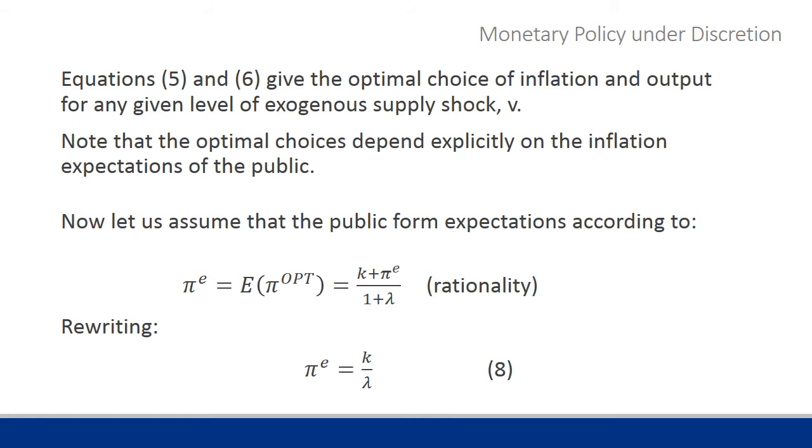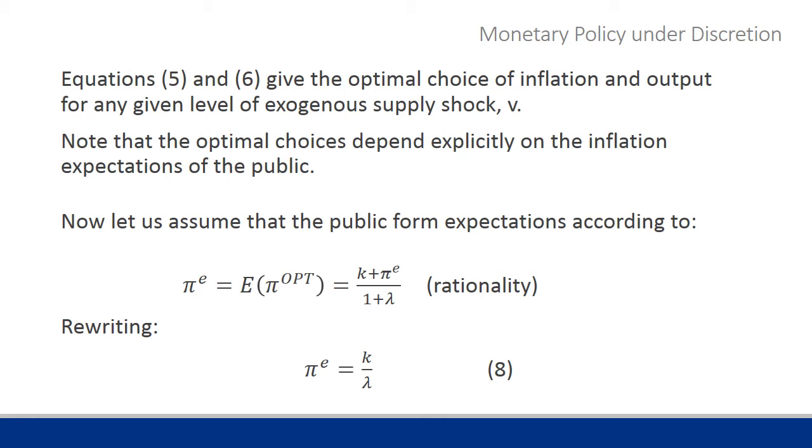The equations given in the previous slide, equations 5 and 6, are the policymaker's choice of inflation and output given the economy's loss function. Notice that they depend on the supply shock, and also that they depend explicitly on the rational expectation formed by the public. Remember that the public have to form expectations of inflation first, and with discretion.